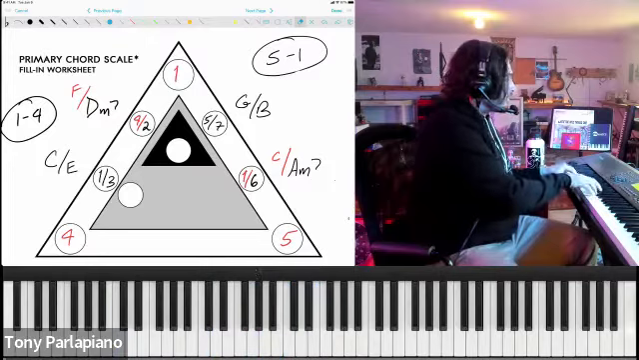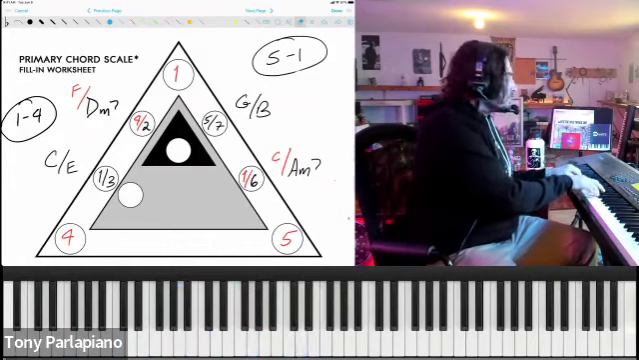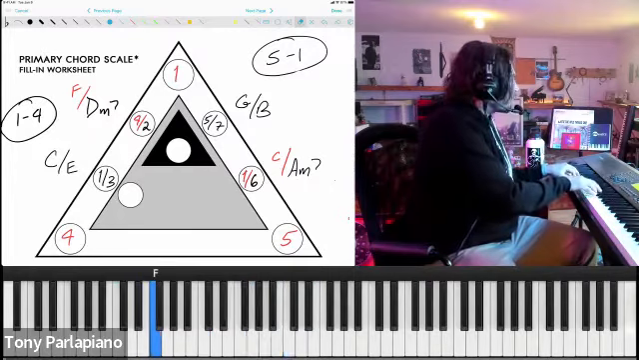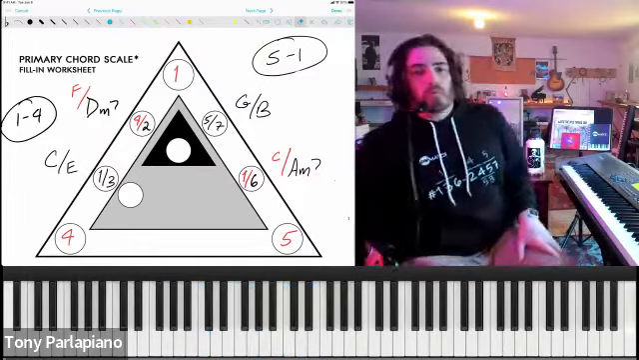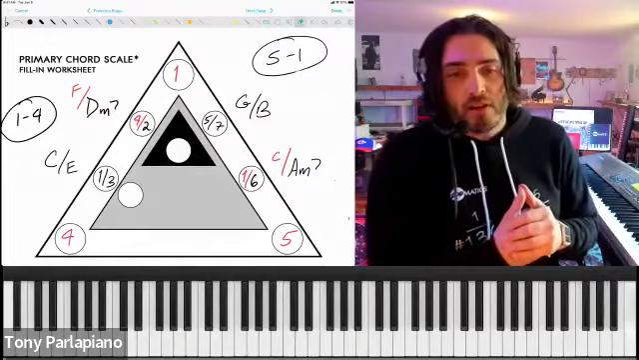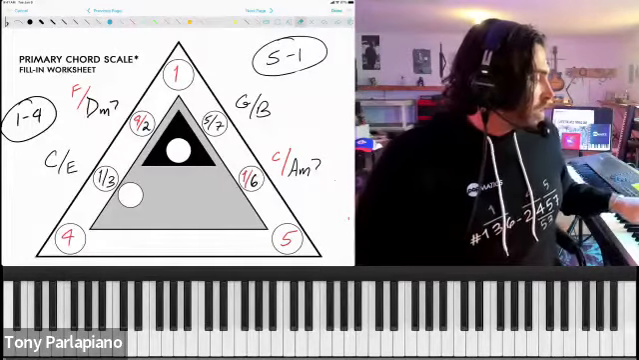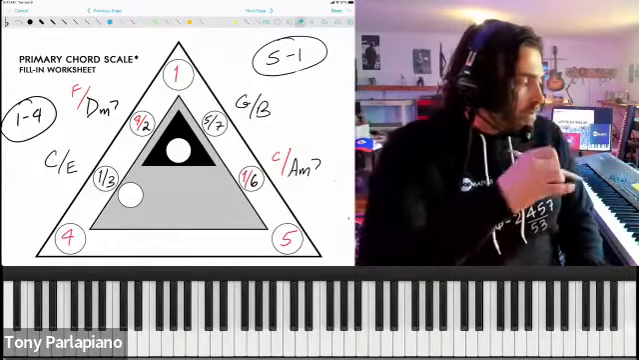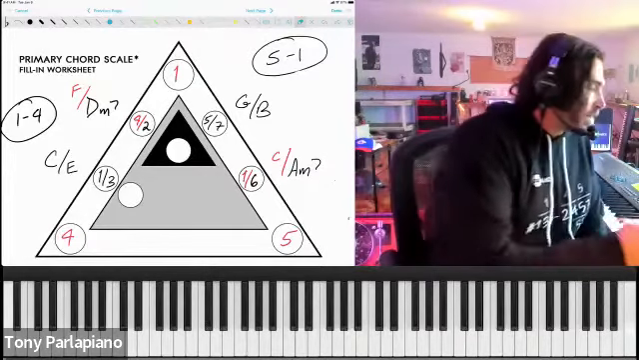Take it to the 4, 1 over 6, 5 over 7, back to 1, over 3, to the 4, over 2, to the 5, back to 1. So we can set these up and have just really any option at all moving around this outer perimeter of the triangle. Now I'd like to get into the inside of the triangle. And that outer rim is what I call the primary chord scale, because again, it's using just the primary chords.